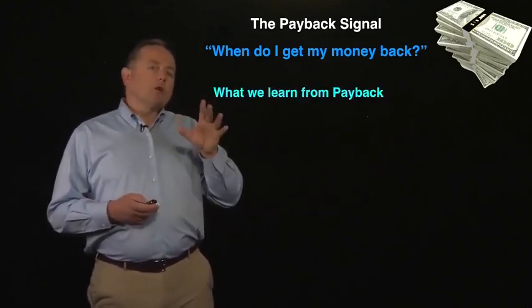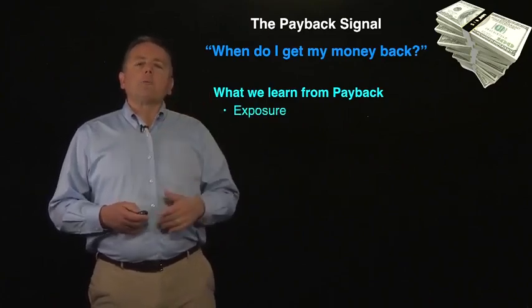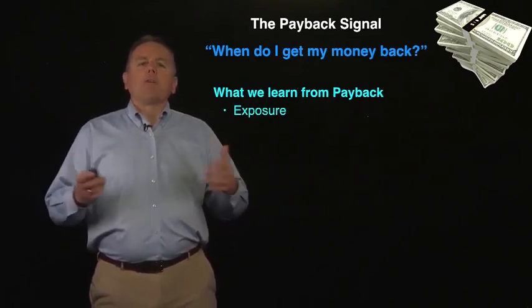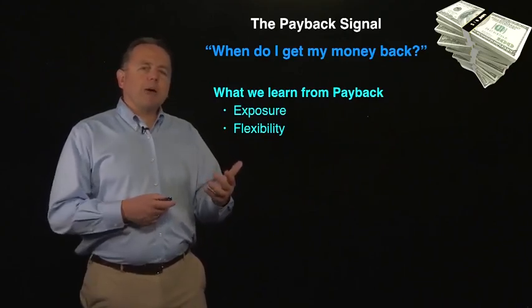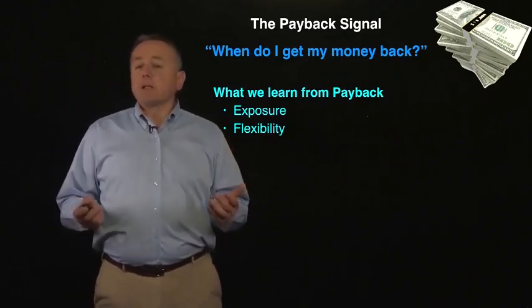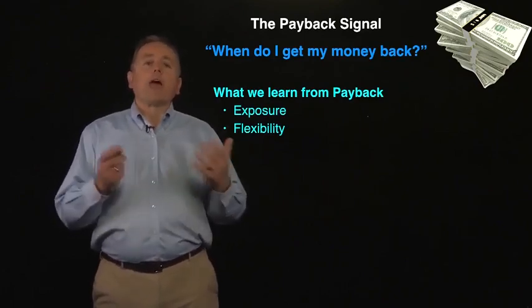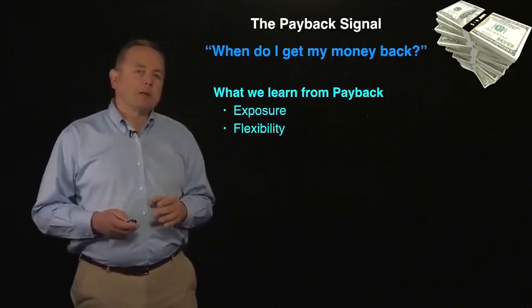Basically, what we're learning from this payback method is twofold. First, how much exposure is in this investment? How much exposure do I have to losing the investment? And the faster I can get the investment back tells me about the flexibility I have in this investment. The sooner my money's back, the sooner I have the ability to use that money someplace else. That's what I mean by flexibility.